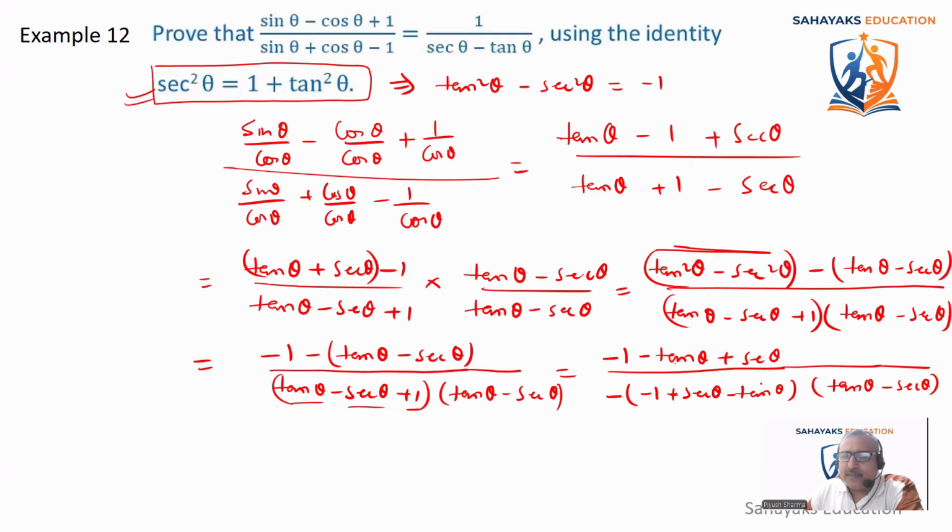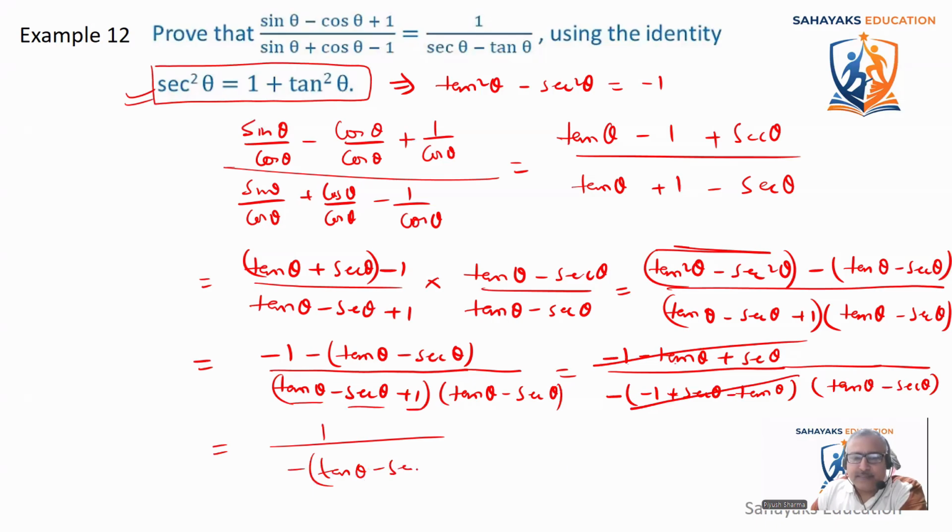Okay, so this complete thing will cancel out with this complete thing. So what does it become now? It becomes equal to 1 divided by minus tan theta minus sec theta. And when we open the bracket, it becomes 1 divided by sec theta minus tan theta. And that is the right hand side. So we were able to prove it.